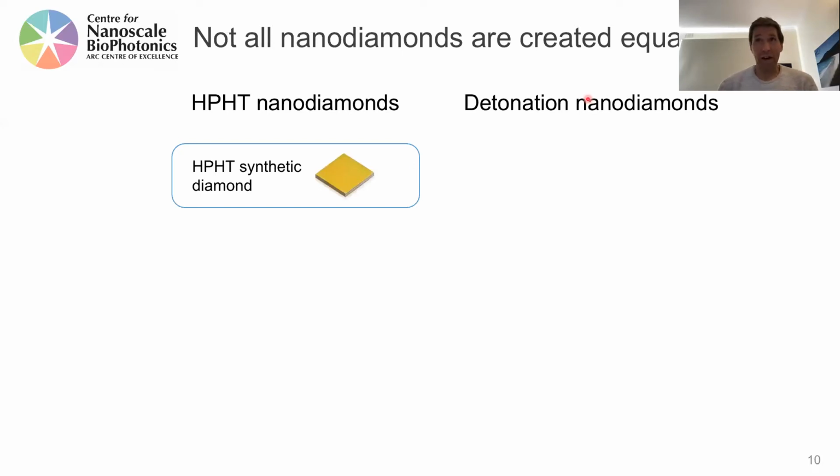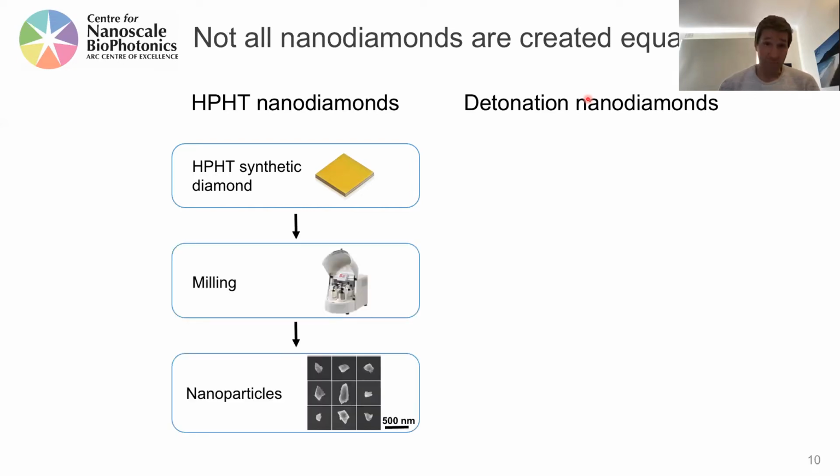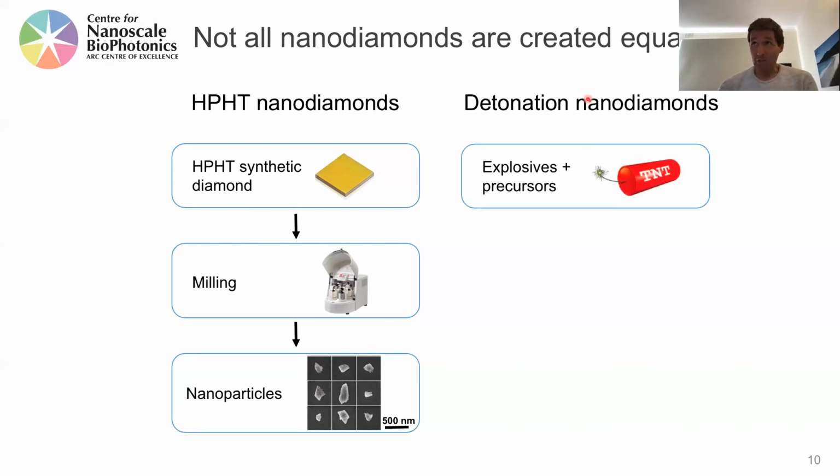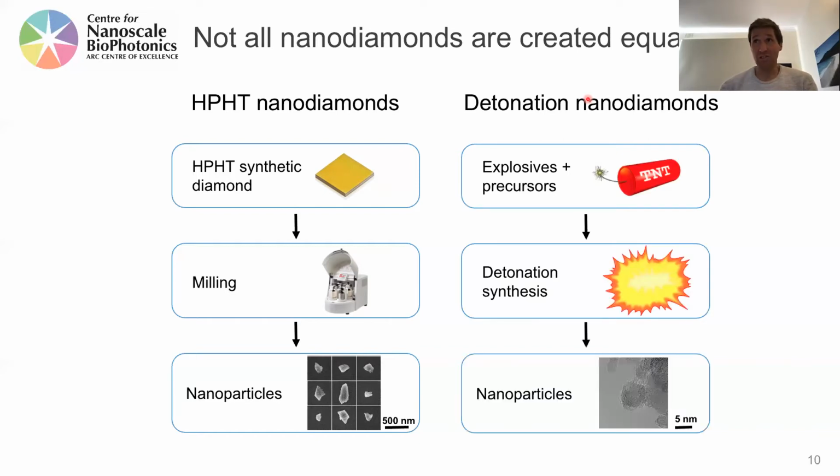You can use high pressure, high temperature synthetic diamond, crush it, and create nanoparticles, which have fairly random shapes. And it's very difficult to make them really small, as in below 20 nanometers in size. Then we have detonation nanodiamonds, which are made from explosives in a detonation synthesis, and you get quite small particles that are only 5 nanometers in size or so, but have very different properties, irrespective even of the size. The properties are very different. So in that sense, nanodiamonds are definitely not created equal.